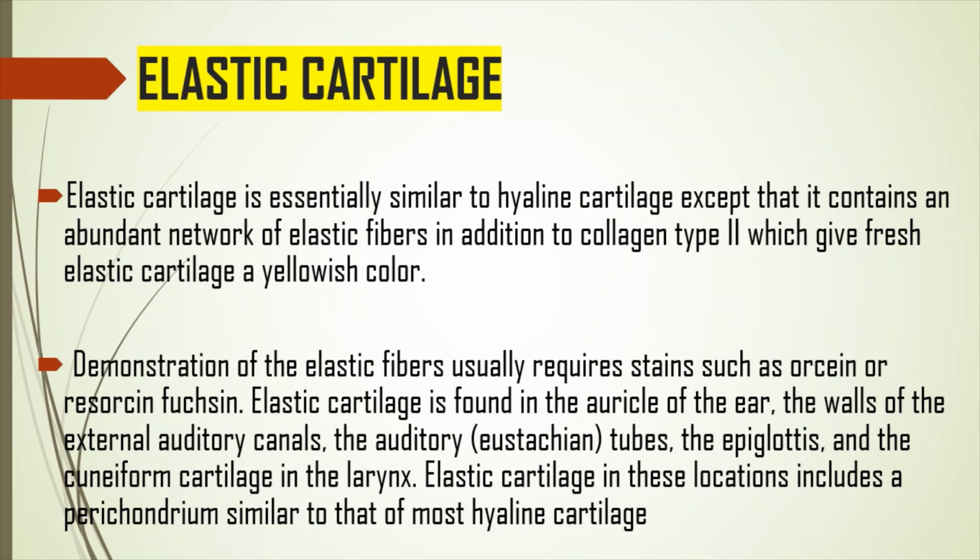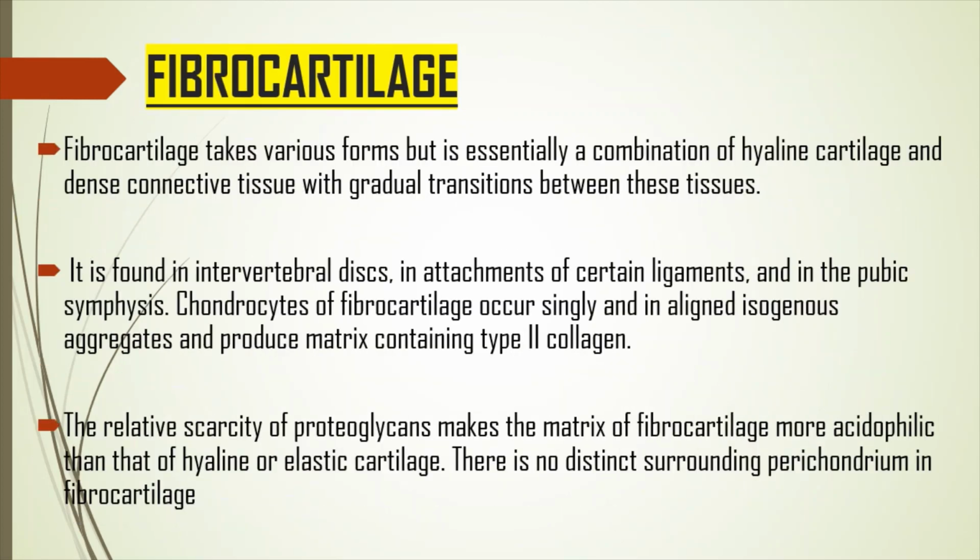Now, this is very important to know because in your theory of histology, they ask this. Elastic cartilage in these locations includes a periosteum similar to that of most of the hyaline cartilage. So this is a very important point because both hyaline cartilage and elastic cartilage have a periosteum. But as you are going to see, fibrocartilage doesn't have a periosteum.